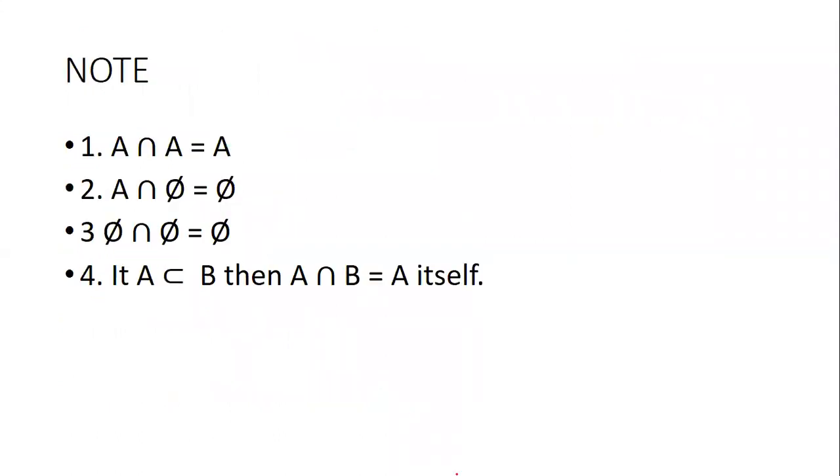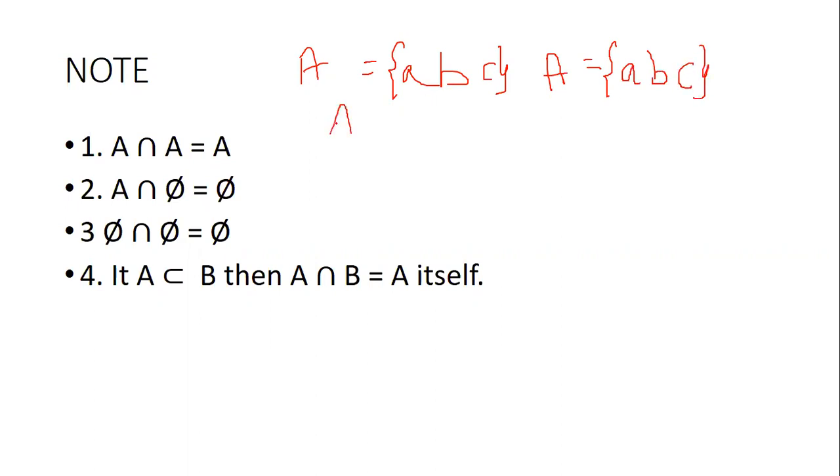Now moving on to a few of the notes in intersection. A intersection A is again A itself. Let's take for example set A is A, B, C, and the same set I write again, set A is A, B, C. Now, can you all tell me what is A intersection A? I'm supposed to write all the common points. So what all points do I write?